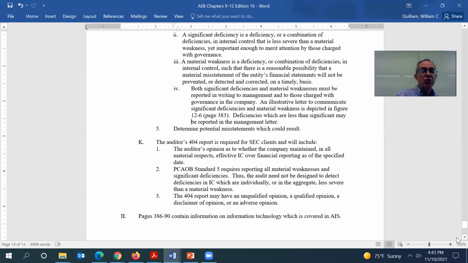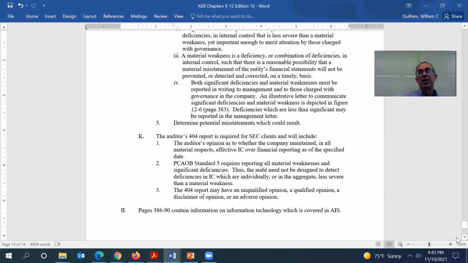And pages 386 through 390 contain some more information. Information technology is covered in AIS, so don't worry about that since you have it in another course. We'll look at the culture here in a moment, but first of all, do you have any questions here on chapter 12? Straightforward. Okay, good.